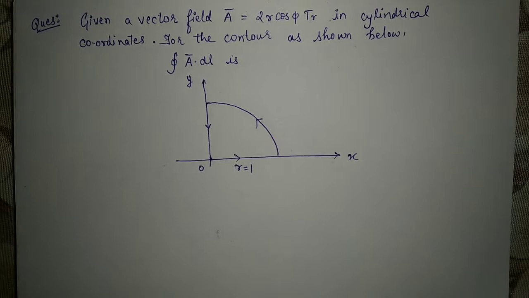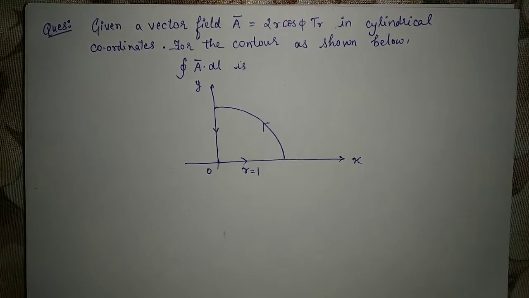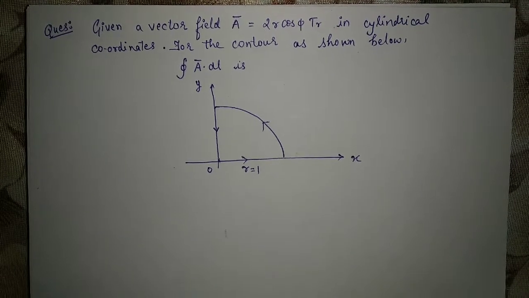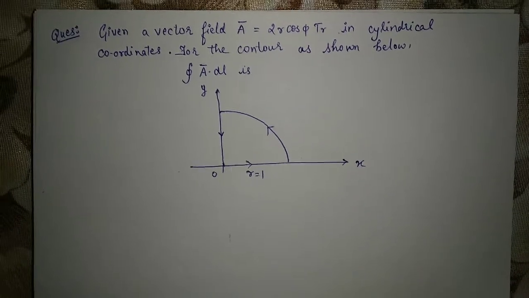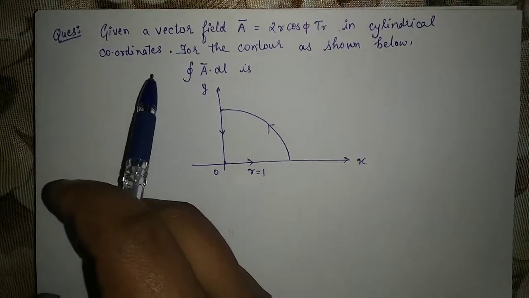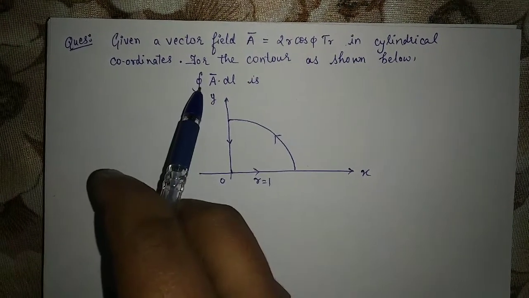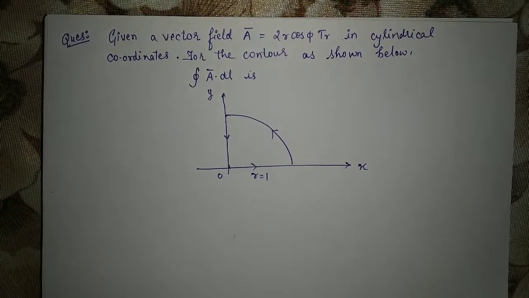Hi friends, welcome back. Question is, given a vector field A equal to 2r cos phi a_r, where a_r is the direction in cylindrical coordinates, for the contour as shown below, we have to find the closed line integral of A.